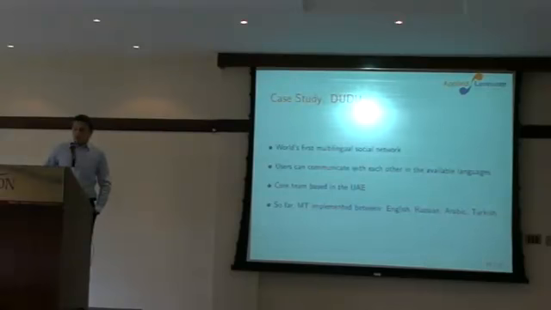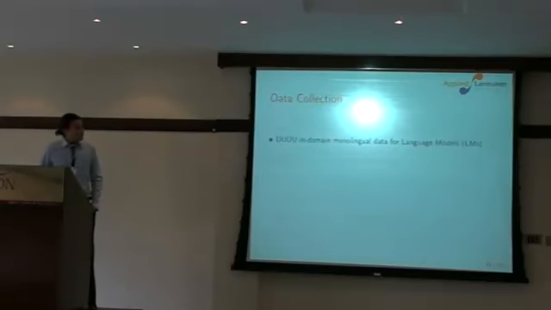The core of the company is based in the United Arab Emirates, so the languages that they deal with the most are the languages of this region. So far we have implemented machine translation between English, Russian, Arabic, and Turkish, and we have implemented all possible combinations between these four languages. So we have deployed 12 language pairs, 12 different machine translation engines.